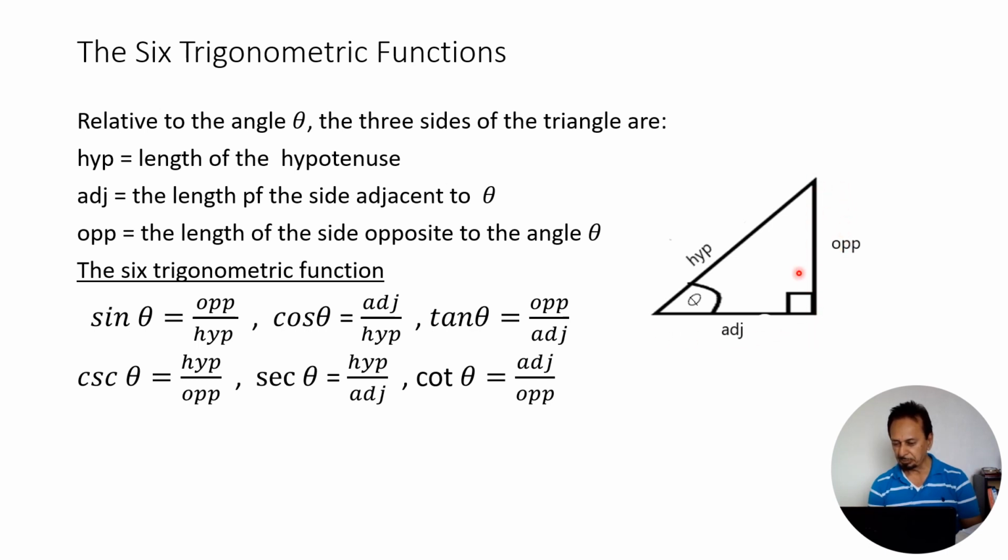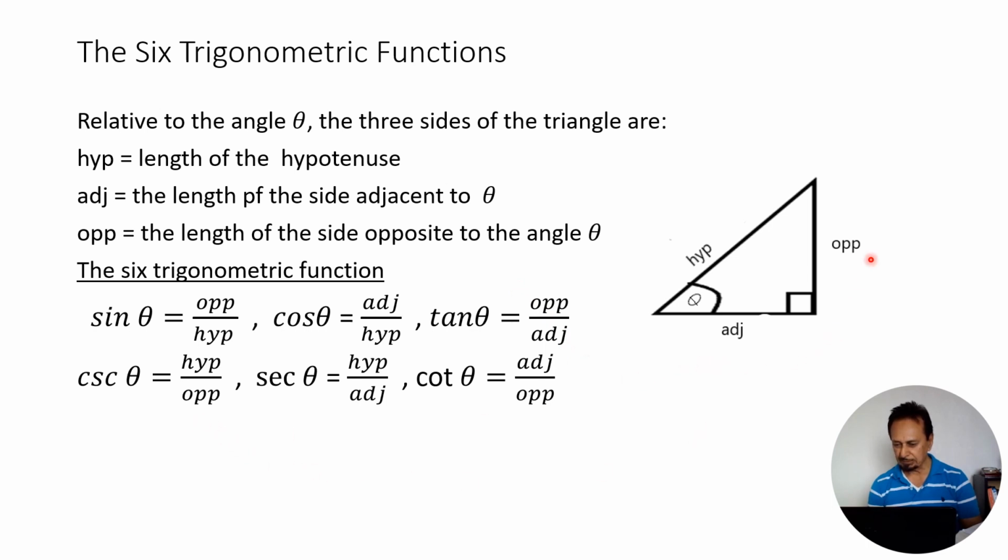This side is opposite to the angle. This side is adjacent to the angle, and this is the hypotenuse of the triangle. So we can write six trigonometric functions. Sine theta equals opposite over hypotenuse. Cosine theta we can write as adjacent over hypotenuse. Tangent theta is opposite over adjacent.